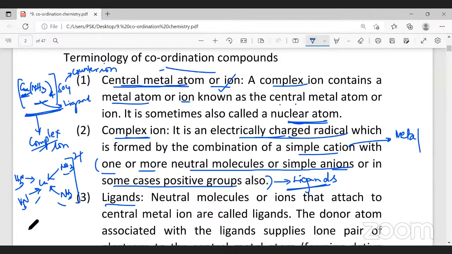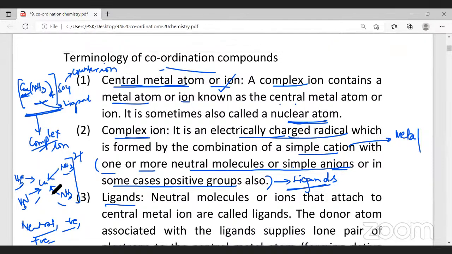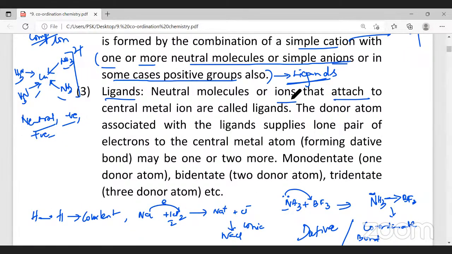Now, what is the definition of a ligand? A ligand can be neutral, negatively charged, or positively charged. A ligand is an atom or group of atoms, neutral, positive, or negative, which can donate a minimum of one pair of electrons to the central metal atom or ion. A ligand is a neutral molecule or an ion attached to the central metal atom or ion. It can be a positive or a negative ion; that's why they said ion here.